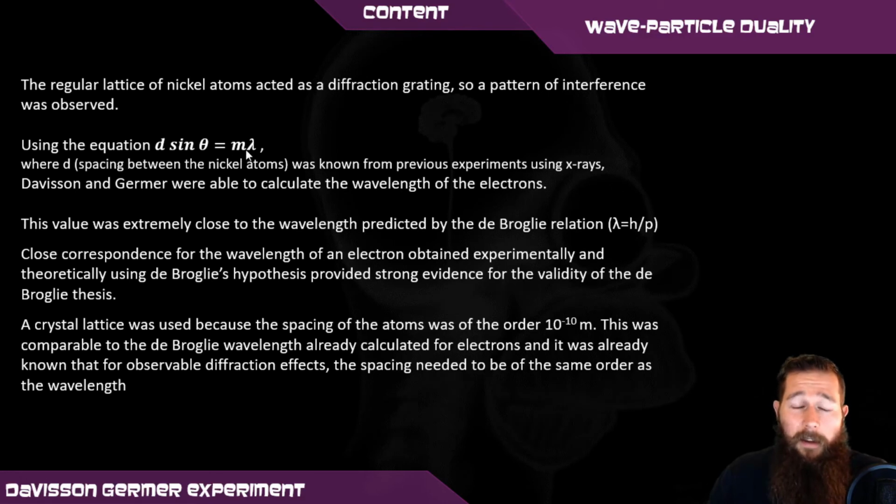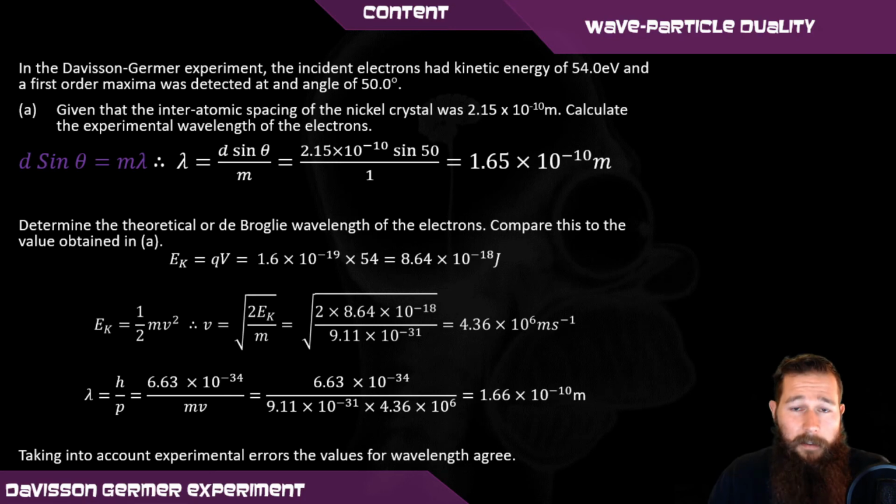Davisson Germer could calculate the wavelength of the electrons that were fired at 54 electron volts. And what they found was that this was actually extremely close to the theoretical value as proposed by de Broglie using this equation, where the wavelength was Planck's constant divided by the momentum of the electrons. So taking into account the experimental errors, the Davisson Germer experiment supported de Broglie's theory that particles behave as waves.